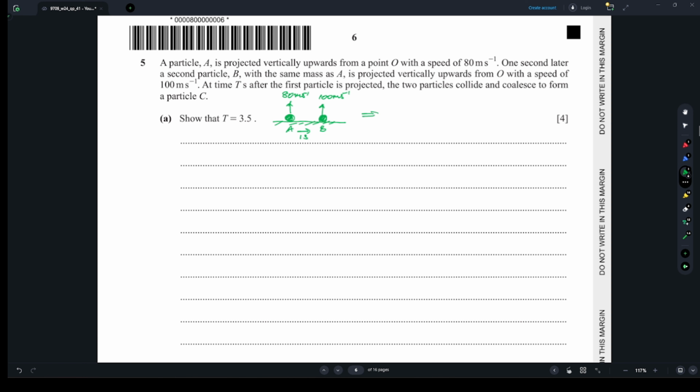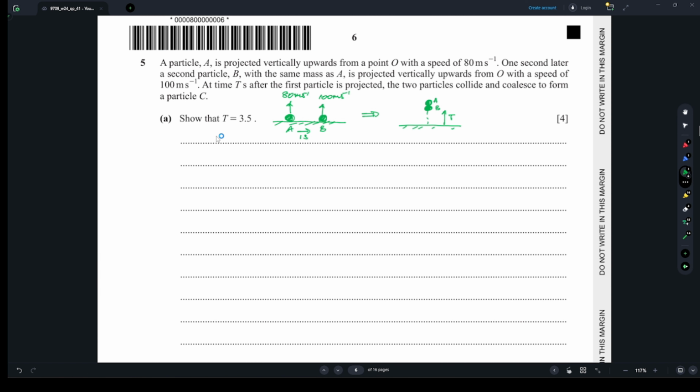And then what happened after some time? That means they are moving in the same line. So at one point, this is A, this is B, right? At one point they stick together, and to travel up to the collision, the time taken is t. So after t time they stick together. Now show that t equals 3.5. Okay, let's try.